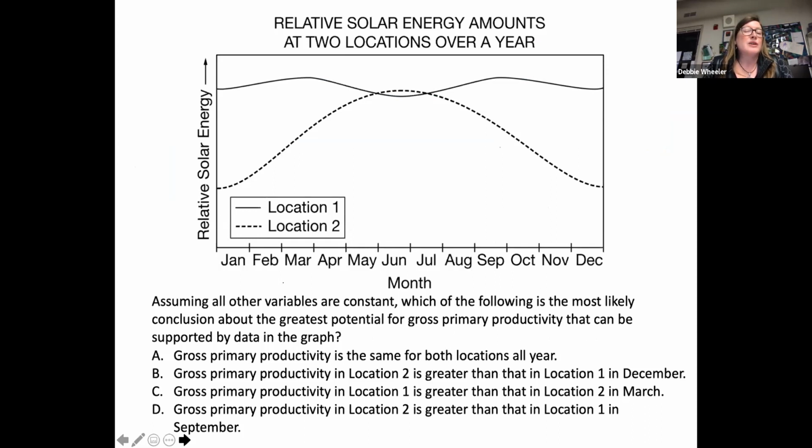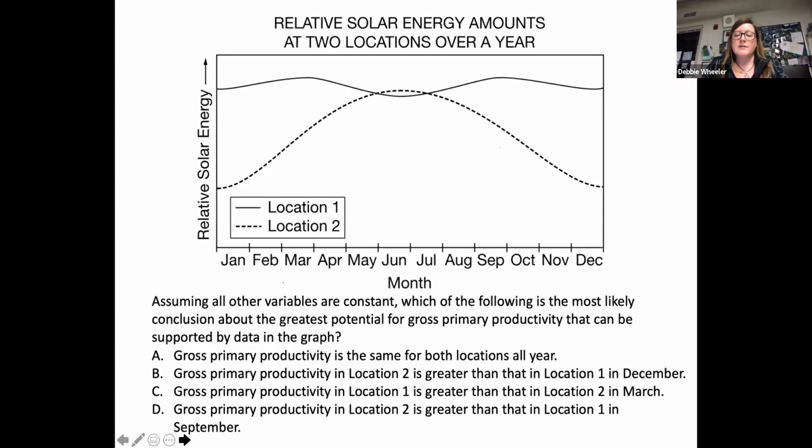I always like to look at the diagram and think about what it tells me before I look at the question it's going to ask me. Sometimes that's just a way for me to get that information clear in my head. So assuming all other variables are constant, which of the following is the most likely conclusion about the greatest potential for gross primary productivity that can be supported by this data? Okay, so take a look at location 1 and location 2, what they've got in common, how they're different. And then let's answer our poll.